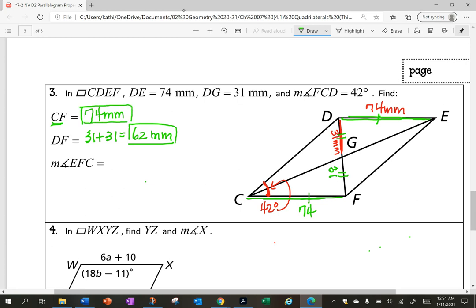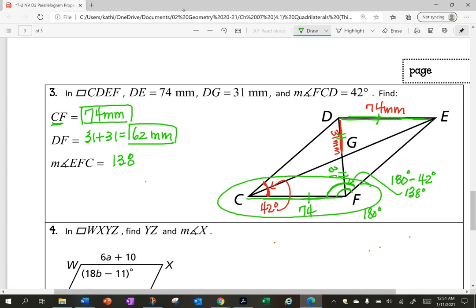Next, it's asking me to find the angle EFC. So angle EFC, so it wants me to know what this consecutive angle is. So I know if I add my two angles together, they total 180 degrees. So I know this is going to be 180 minus 42 degrees, which is 138 degrees. So this is going to be 138 degrees.